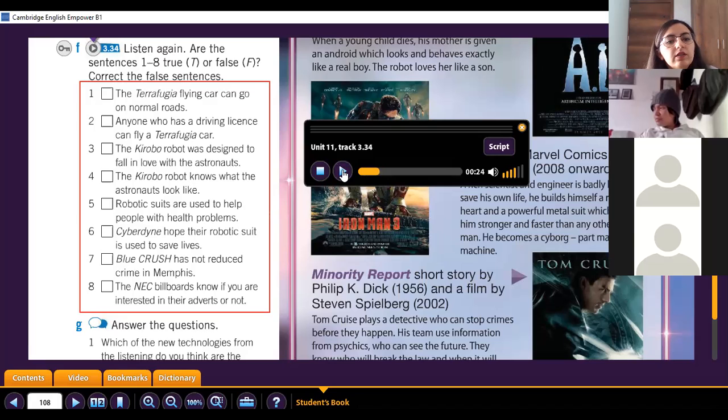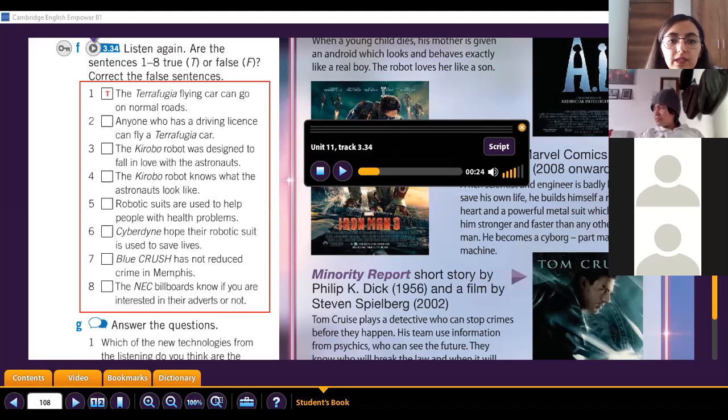So, number 1, the Terrafugia flying car can go on normal roads? True. True. True. Thank you, guys. Samantha, Madeline, Kevin. Excellent. Good job. It's true. This is a flying car that can go also on normal roads. También puede estar pues en nuestras carreteras, en nuestros caminos normales.